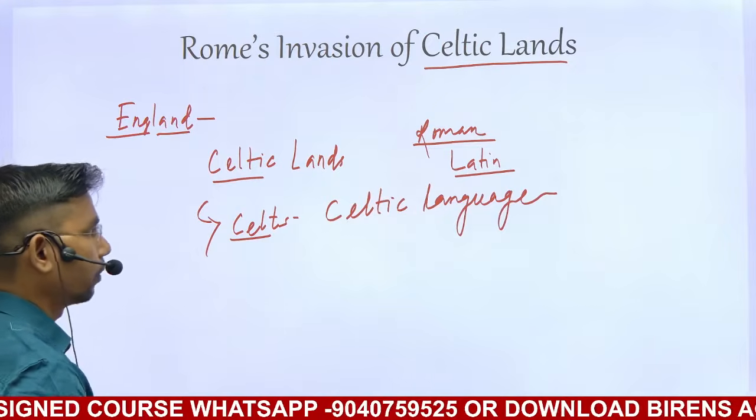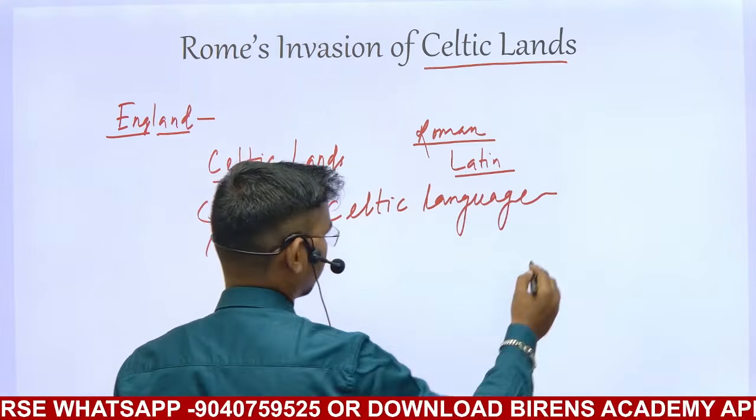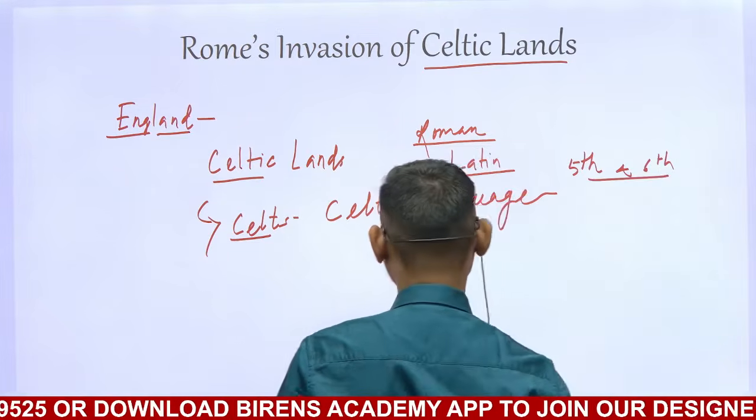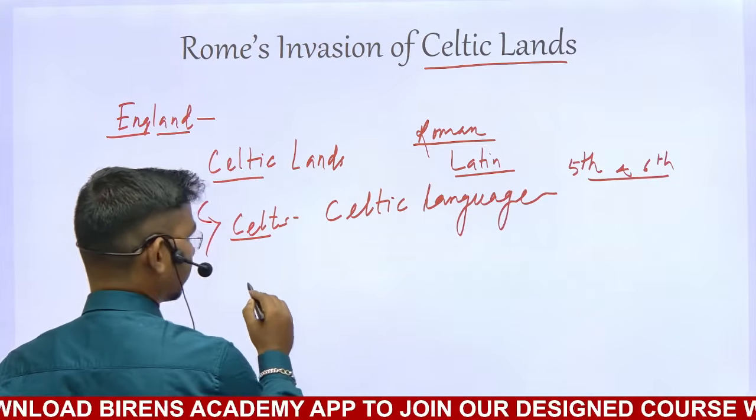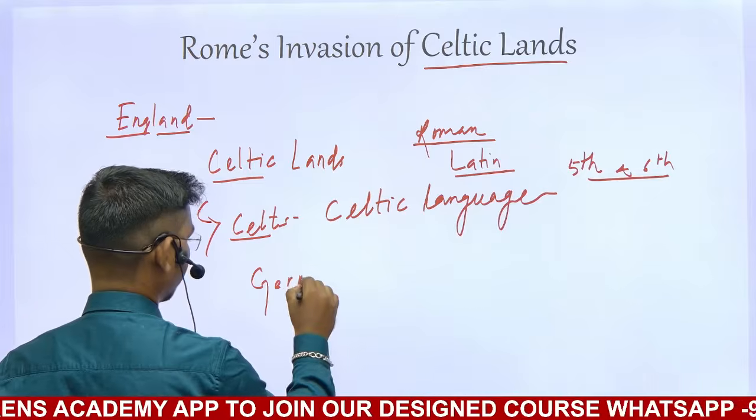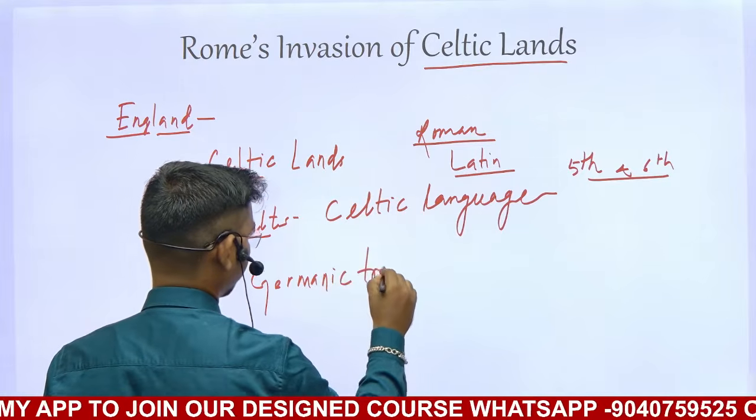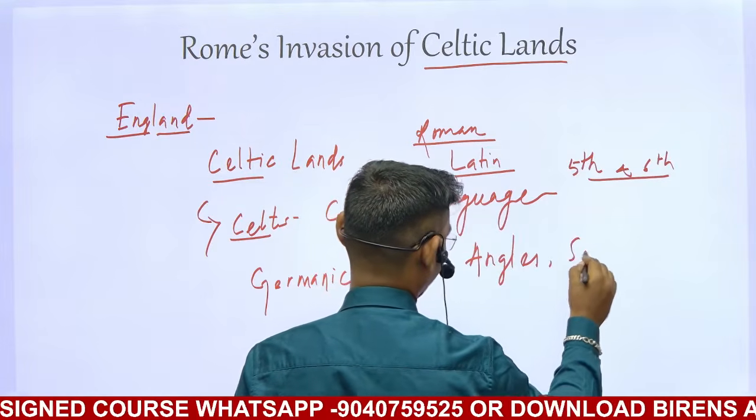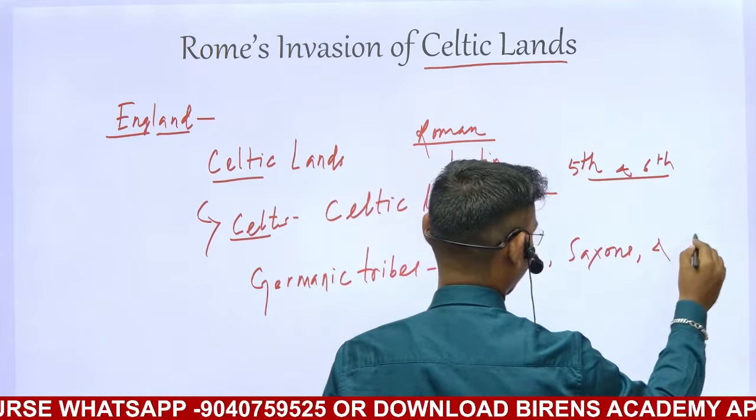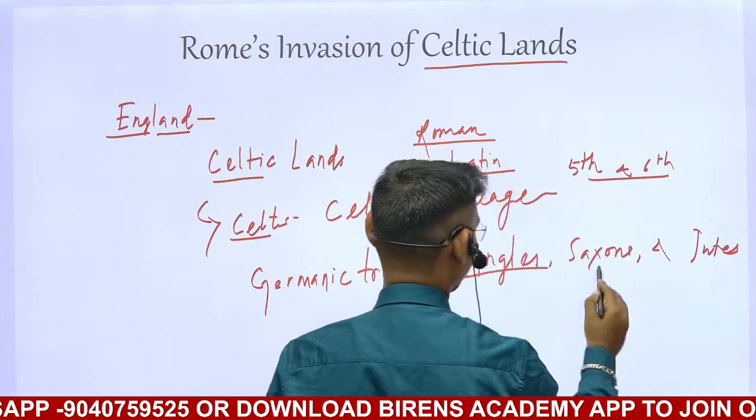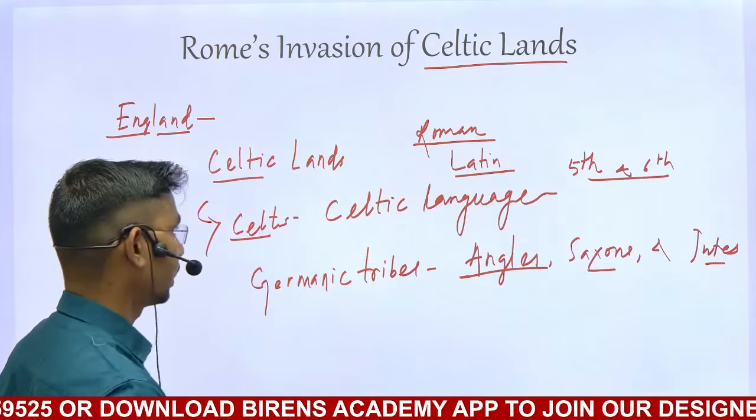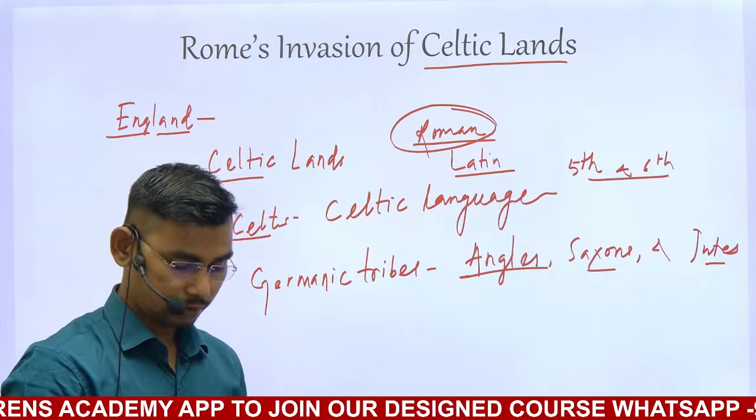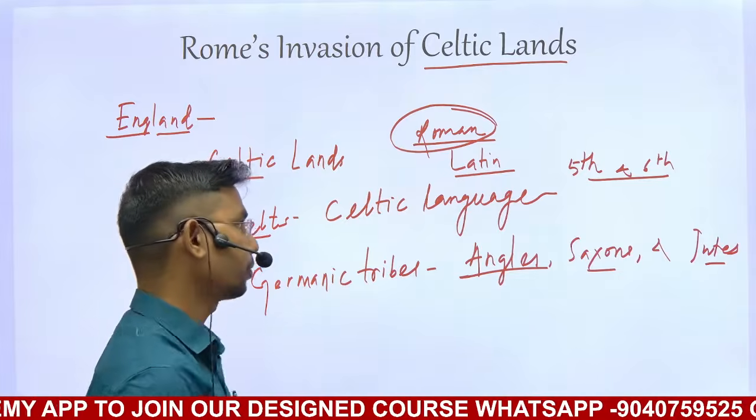Okay, then what happened in around the 5th and 6th century, in between the 5th and 6th century? A new tribal community, Germanic tribes, we can say three Germanic tribes, namely Angles, Saxons, and Jutes. These three Germanic tribes invaded the land. Rome itself was invaded by a few tribes from the north side.